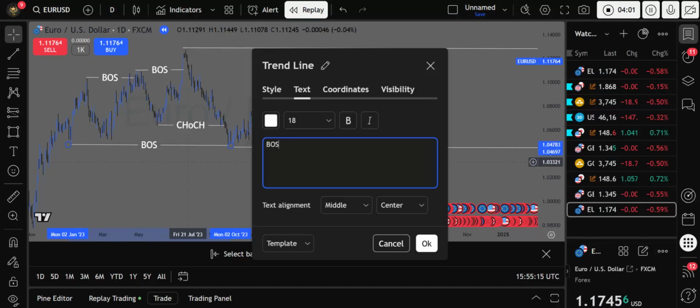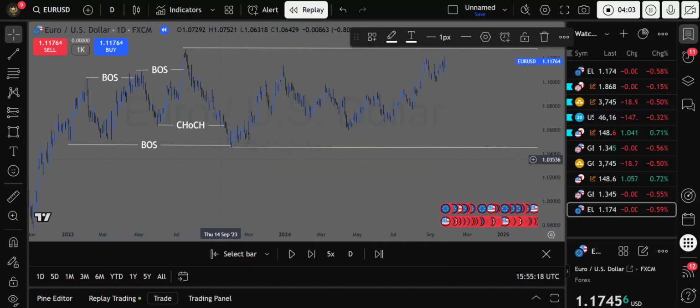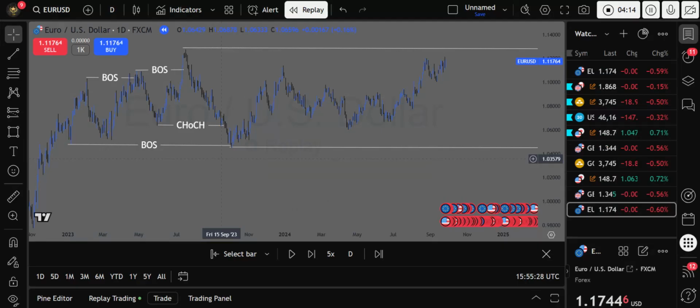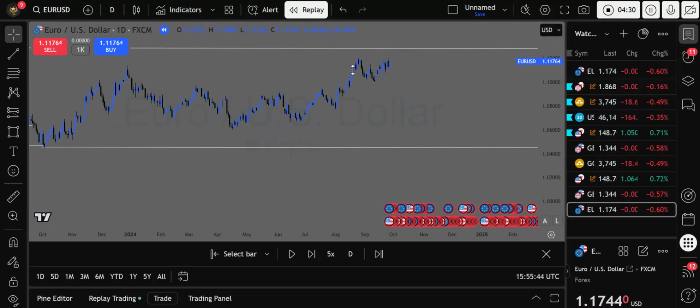We can't repeat change of character on a downtrend. Once there is a break of structure near the change of character, it is going to be a break of structure. But if, for example, we were to create a high right now and then come back and break the high, it is going to be a change of character, because we are changing from supply to demand once again. So every time there's a change between supply and demand, there's always a change of character for you guys. So keep an eye out.